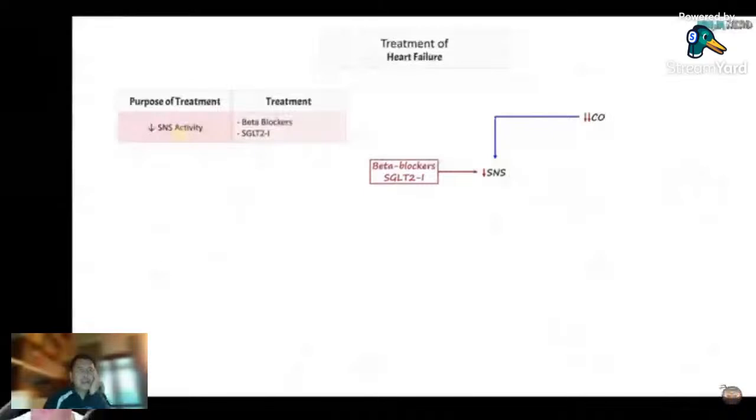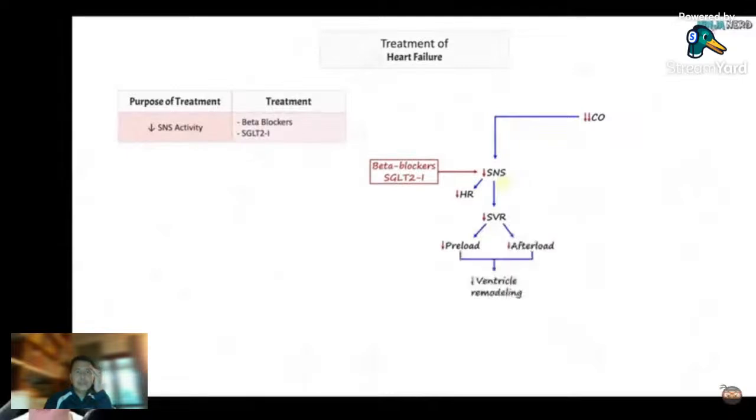Usually these SGLT2 inhibitors are very important in patients with diabetes, but if they have cardiovascular disease, it's also beneficial. What happens is they reduce the sympathetic nervous system. That reduces the heart rate, and that also reduces the systemic vascular resistance. I don't constrict the veins. I don't constrict the arteries as much. I don't actually cause changes in preload and afterload, and I don't cause ventricular remodeling. That improves ventricular function. That's mortality beneficial right there.